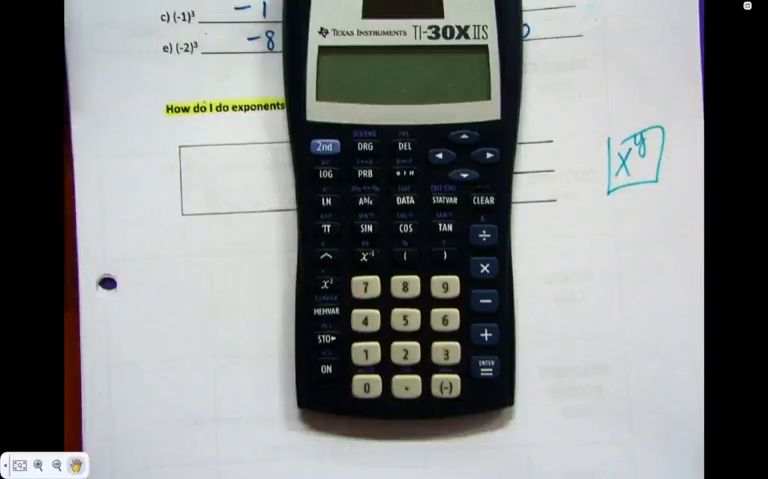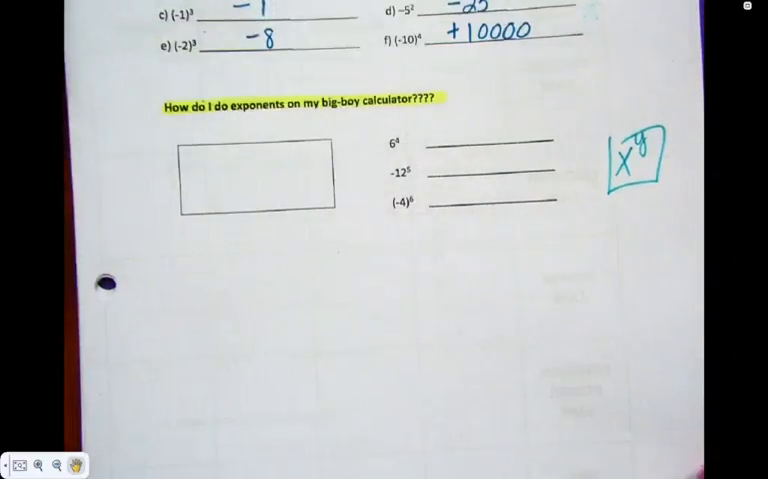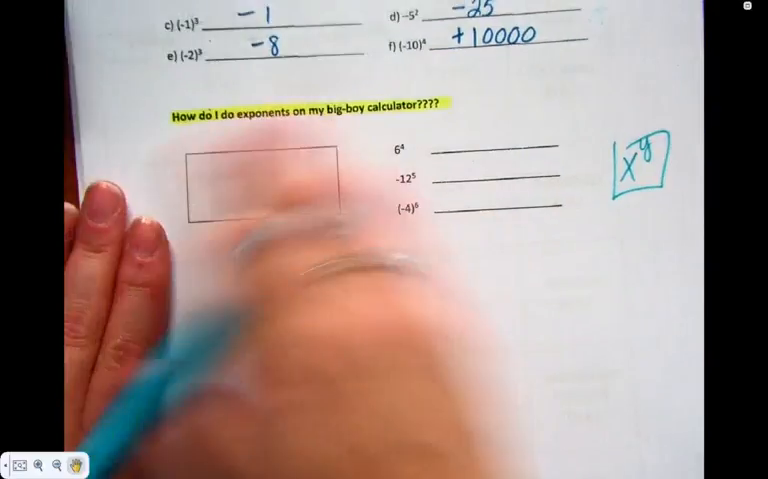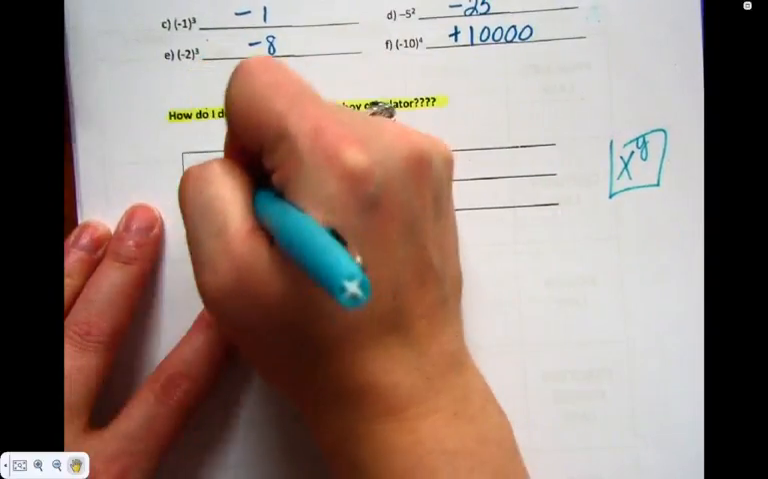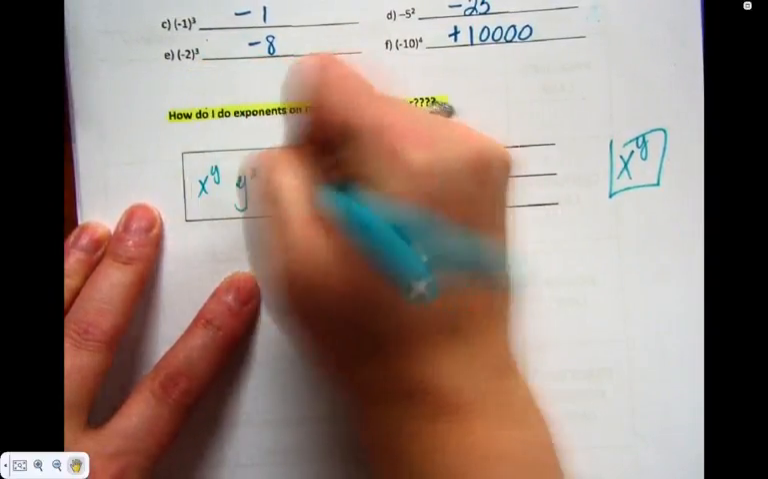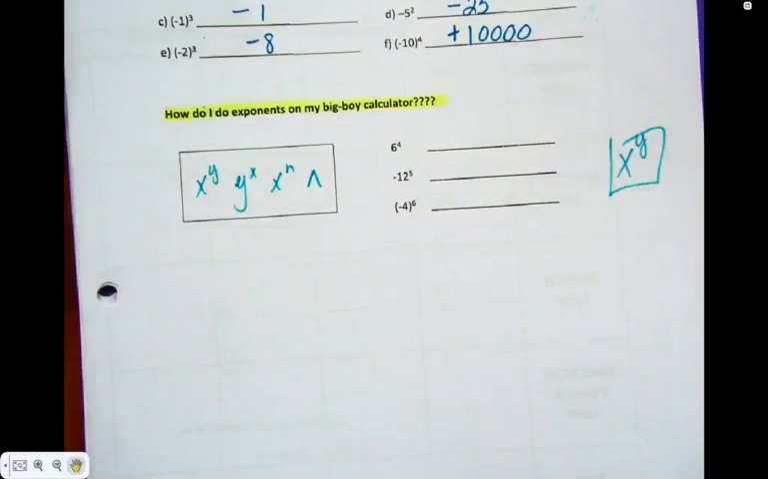Okay, has everyone found a button that may potentially work here? So I'm just going to write down the possibilities so that you know if you grab somebody else's calculator for a test, you know what you're looking for. It's either x to the y, y to the x, x to the n, or sometimes that hat or caret key.